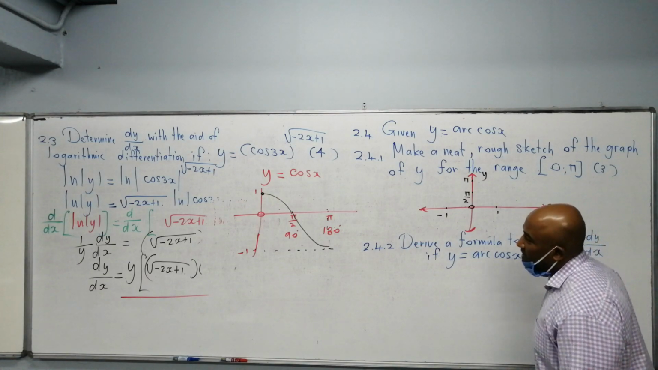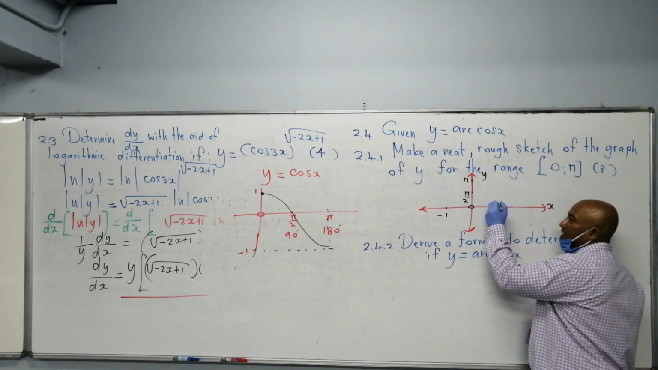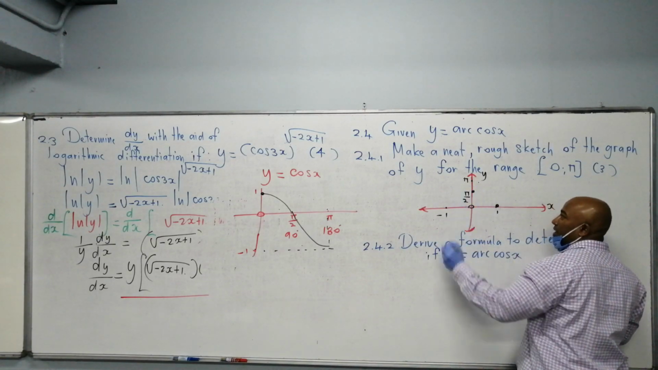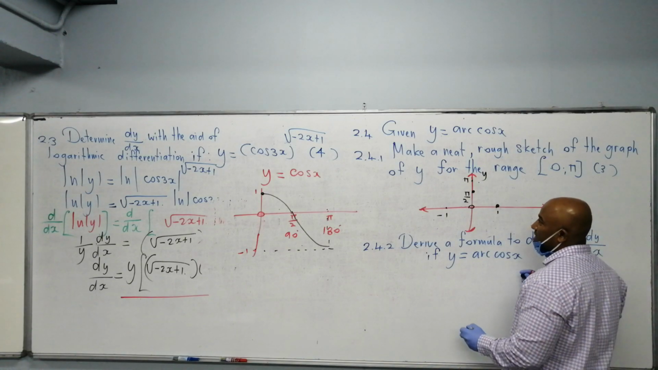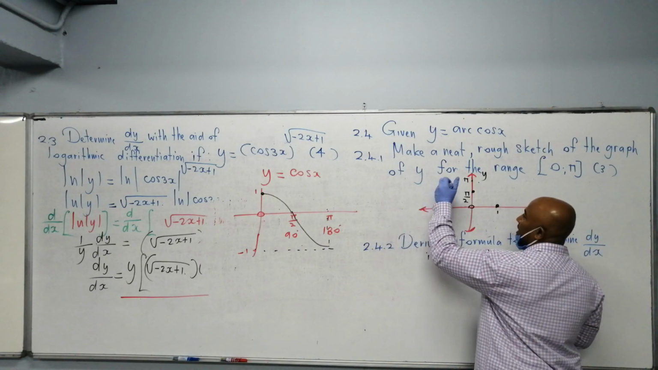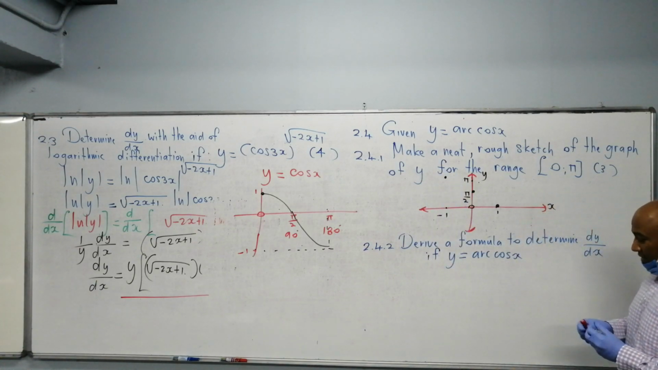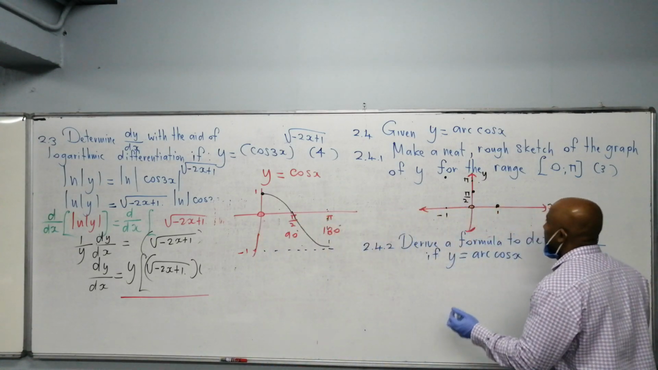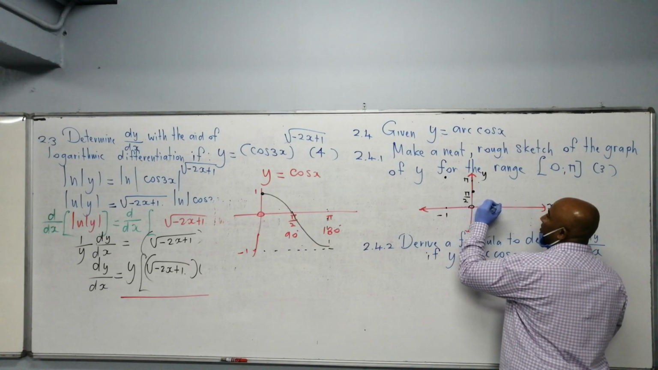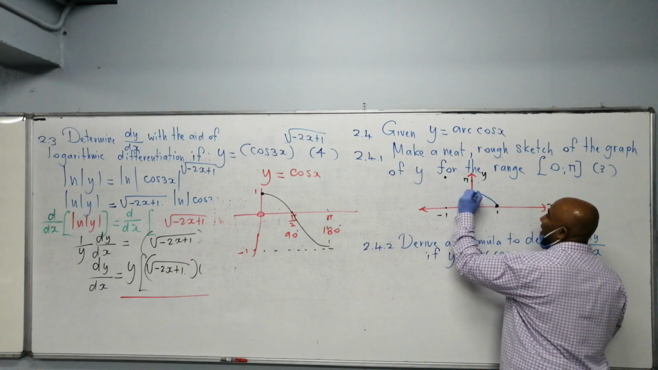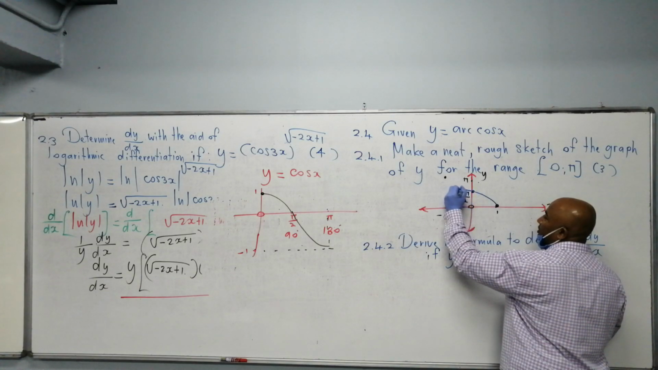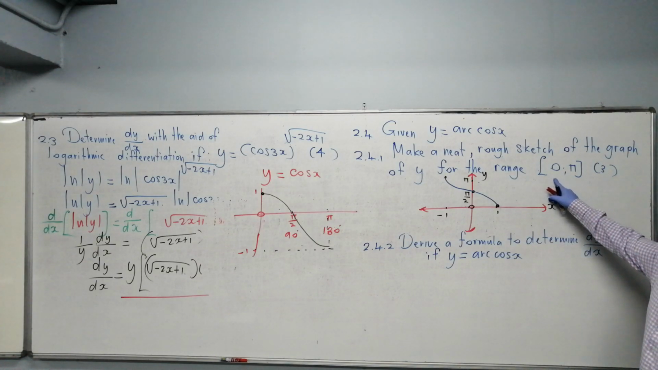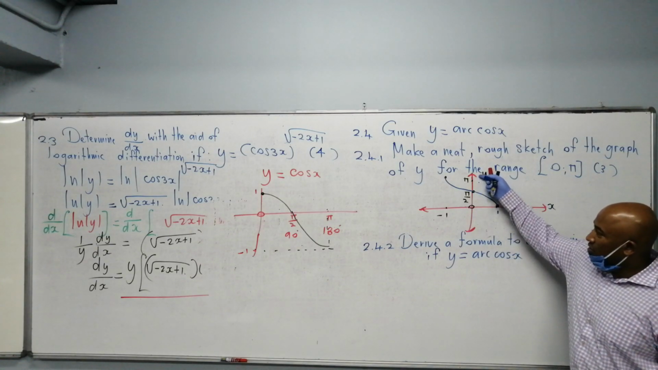So what do we know? When x is equal to 0, y is equal to 1. So there's a point here. When x is equal to 90, y is equal to 0. There's another point there. Then when x is equal to 180, y is equal to minus 1. So how is this going to look? You're going from 0, you're going there, that's 180, that's 90, which is 0, 180, which is negative 1. So that is your graph from 0 to pi.